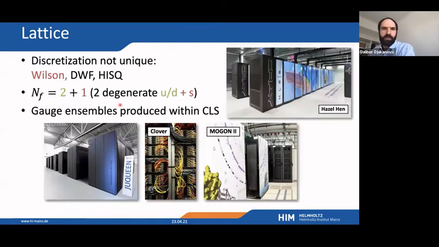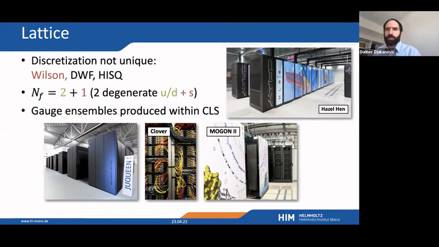This discretization is not unique. There are several ways to put the lattice action on the computer, and here in Mainz, we use the Wilson formulation. It's a 2+1 simulation, so we have two degenerate up and down quarks and a heavier strange quark. And as I told you, this is a very huge effort to get to a decent statistical error, and this means that it's a huge effort not only in human time but also in computer time, and you have to really put a lot of effort also in coordinating things.